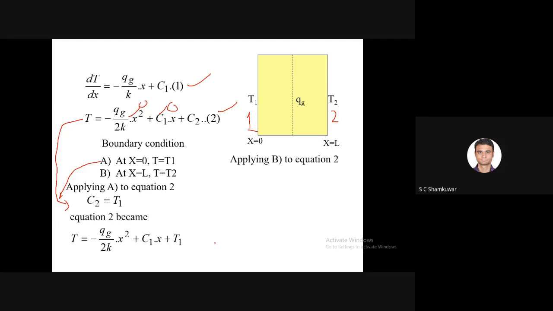Okay. Now we will apply boundary condition 2. What is boundary condition 2? At x equal to L, T becomes T2. So therefore, what will we get? T2 is equal to, replace x by L, so you will get this one. Now rearrange this. Ultimately, what we want is the value of C1. So rearrange this equation in terms of C1. So what will we get? C1 equal to T2 minus T1 divided by L plus Qg by 2k into L.